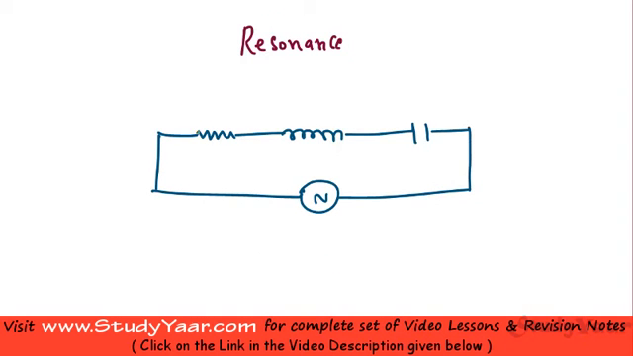Now, what is the impedance due to resistance? It is simply R, right? What is the impedance due to this inductor? It is j into XL, right? And what is the impedance due to this capacitor? It is minus j into XC.